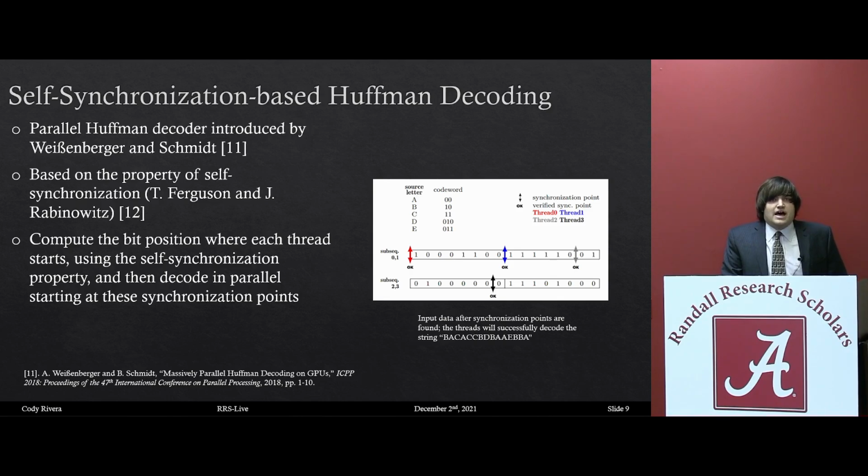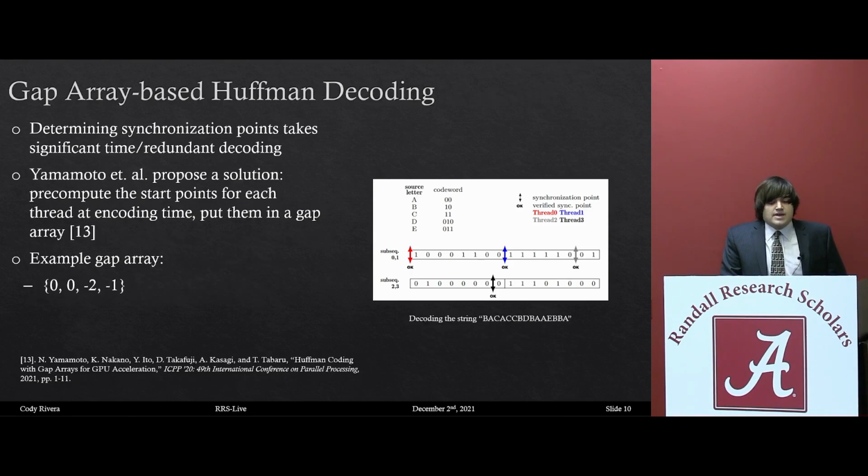Another such algorithm in the literature is the gap array-based Huffman decoding, which actually builds upon Weißenberger and Schmidt's algorithm, and instead of determining where each thread starts right in the decoding phase, this data is actually stored in a data structure called a gap array at encoding time.